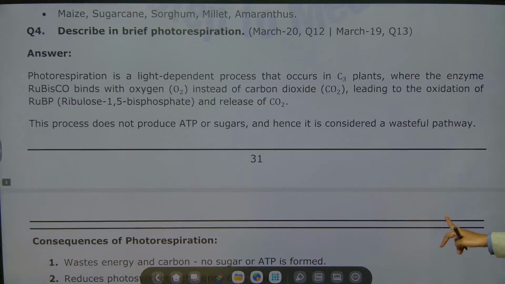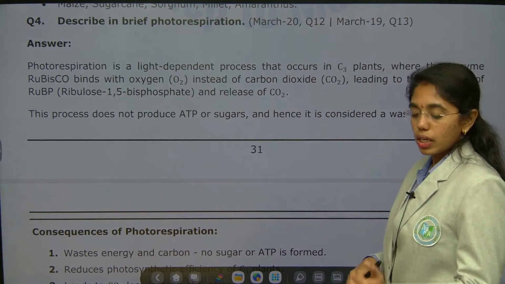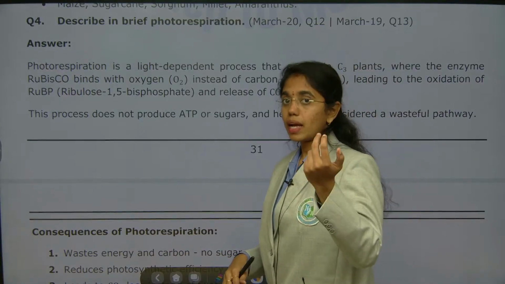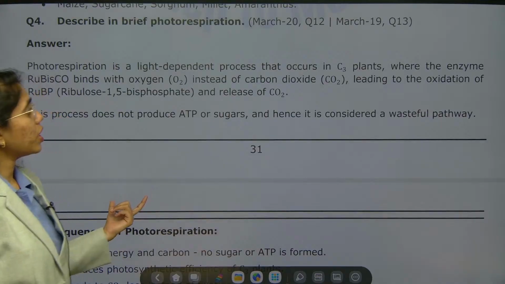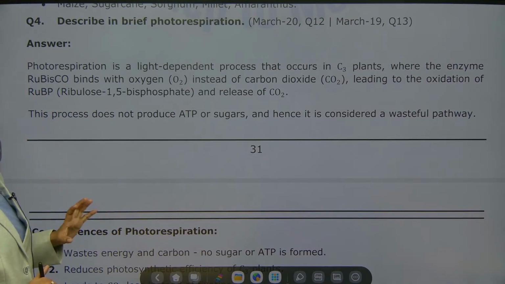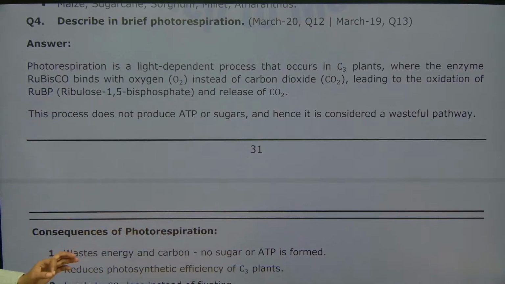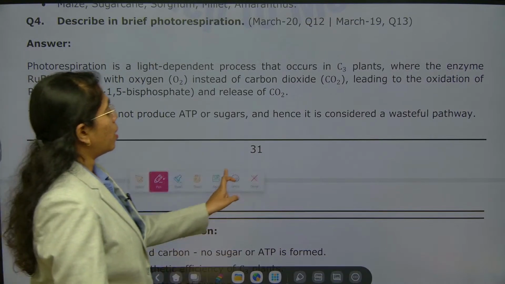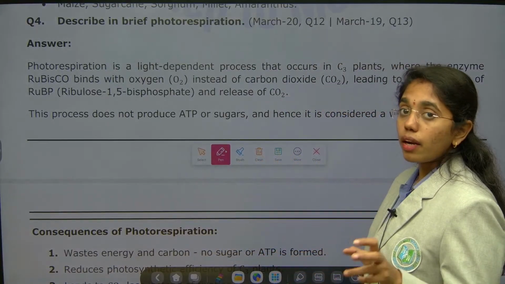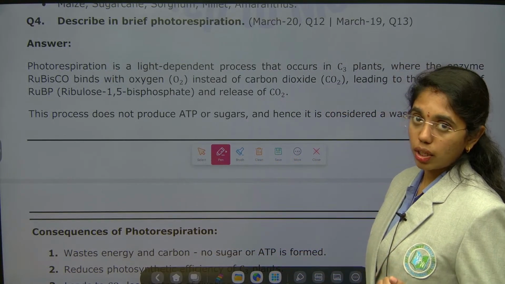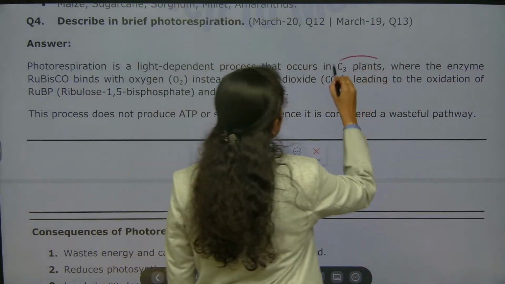Now, explain briefly about photorespiration or C2 cycle, important. C3, C4, CAM and C2 cycle, all are important. So here photorespiration, this is again a light dependent process. C2 cycle operates only in C3 plants, remember, because C4 plants have an adaptation where photorespiration is not functional. Photorespiration is done only in C3 plants.